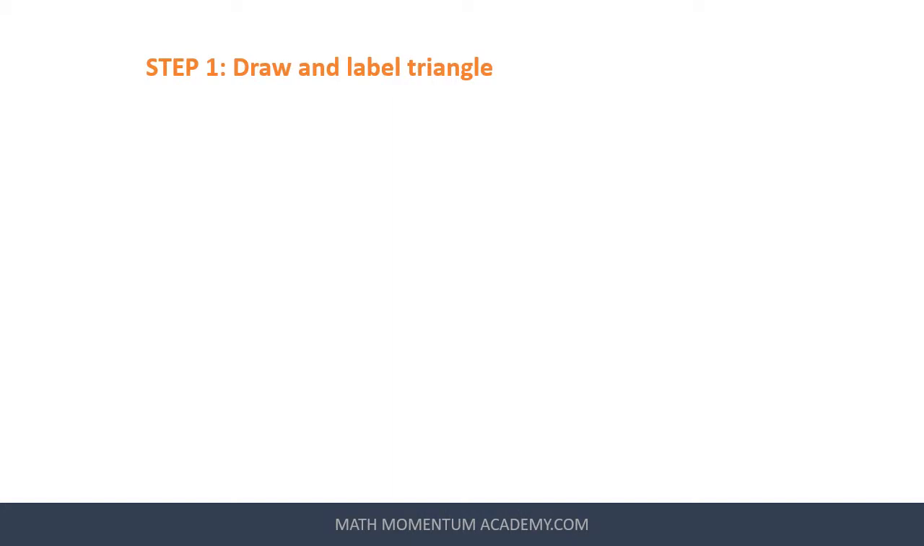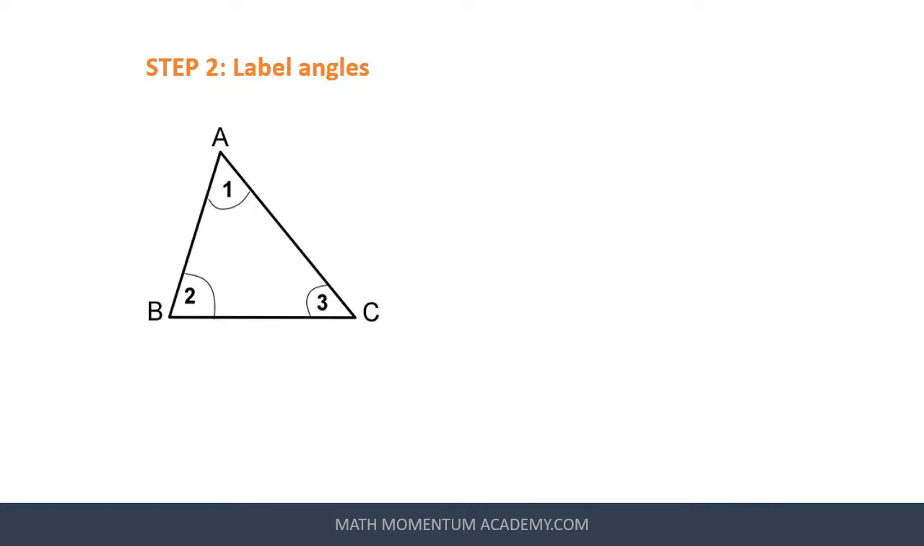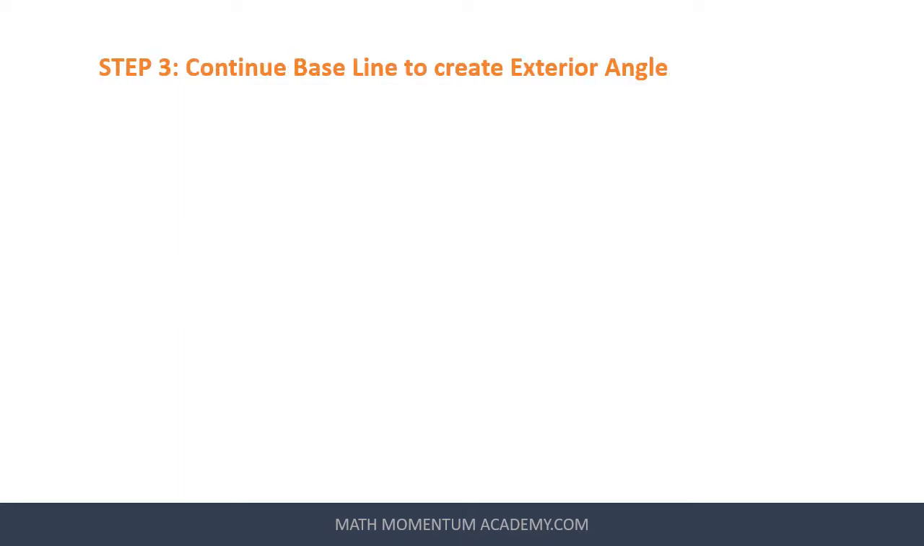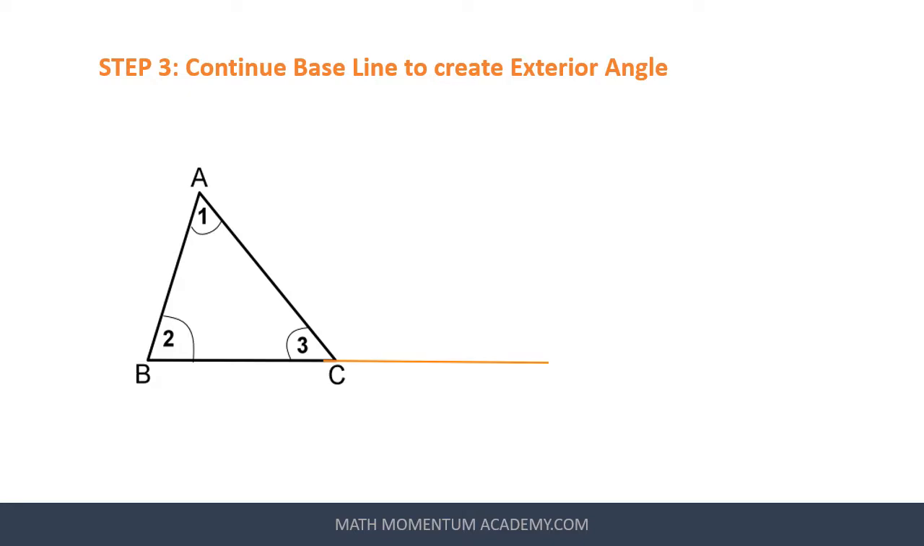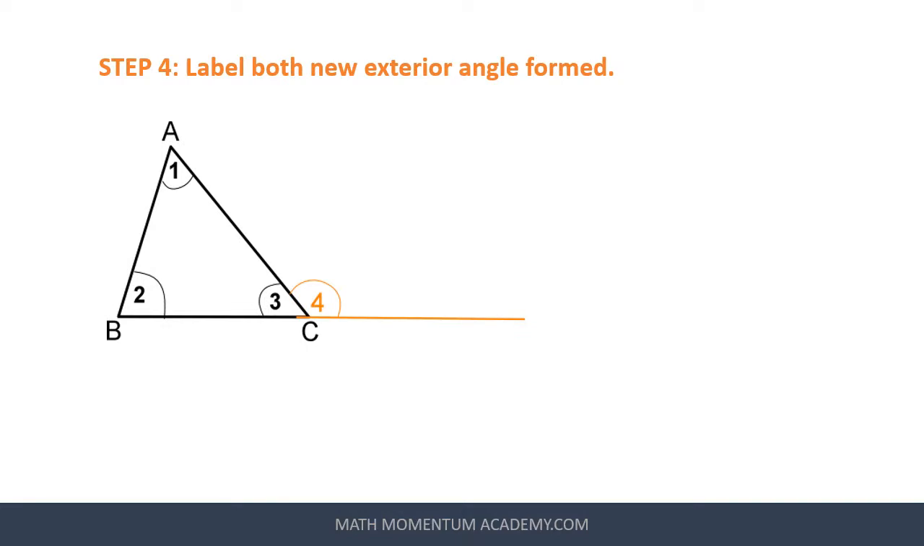So let's get started. We're going to draw and label a triangle. We're going to label it A, B, and C. The next step is we are going to label the angles, and in this case, we're going to label them 1, 2, and 3. The next step is to continue the baseline out to create this exterior angle. This is the one we're looking for here.